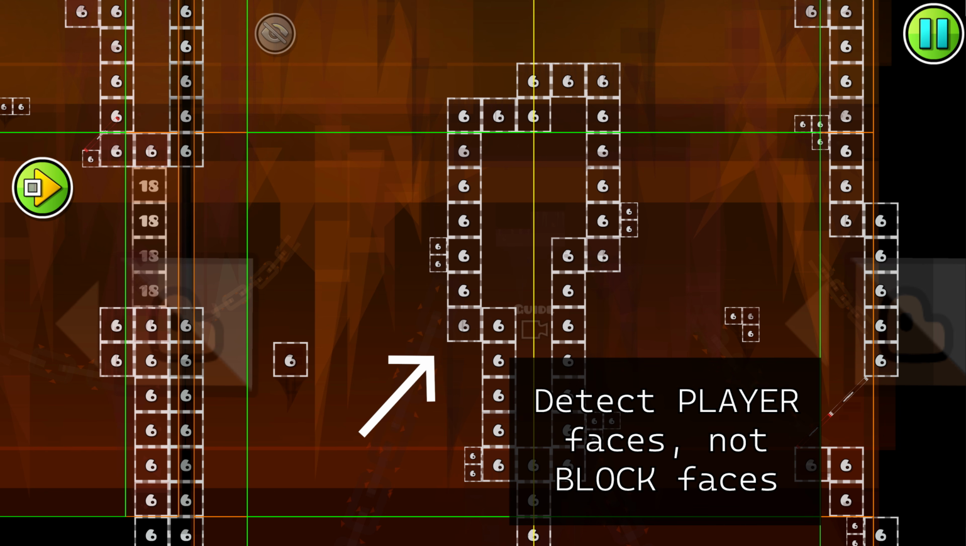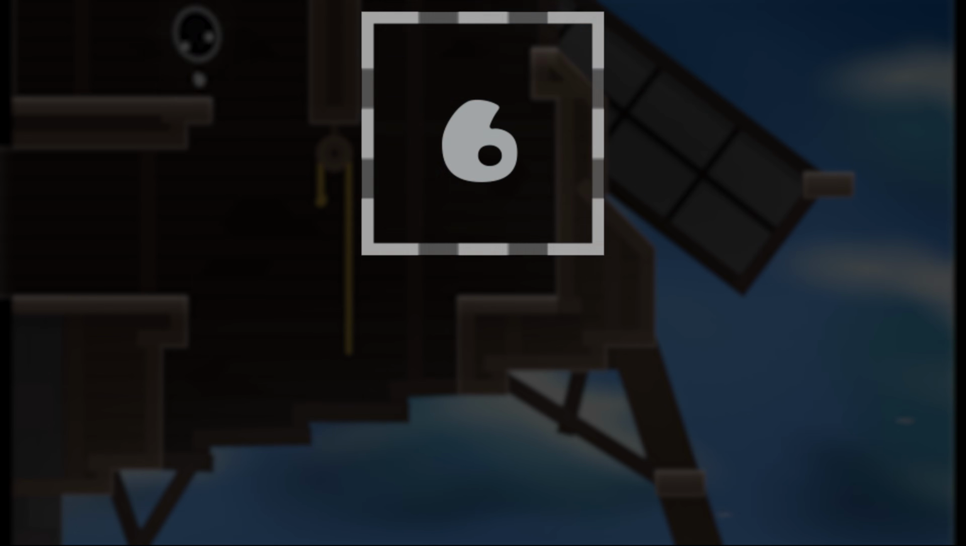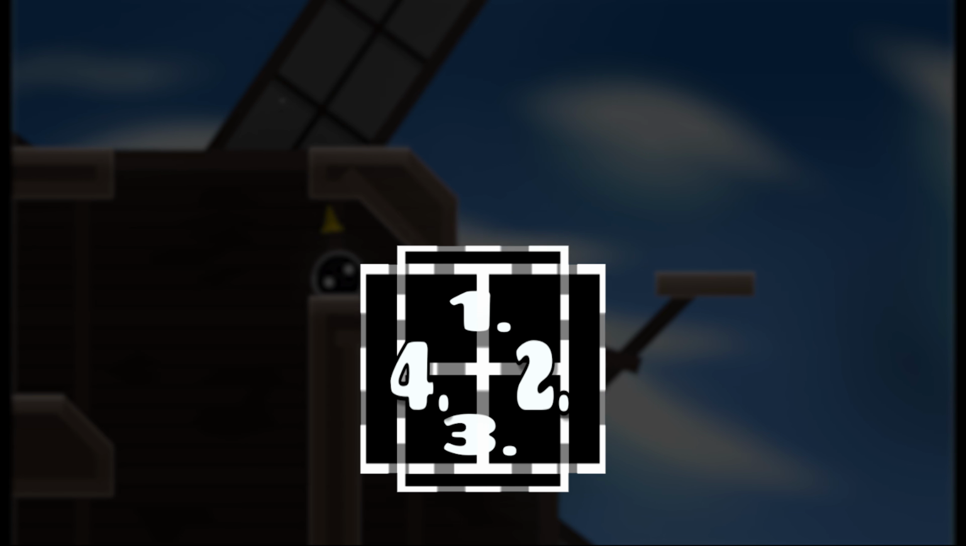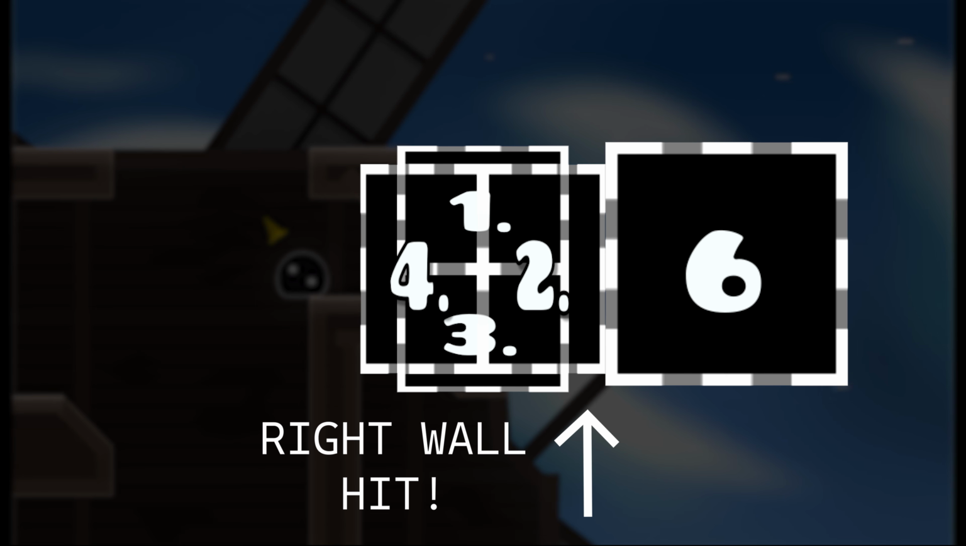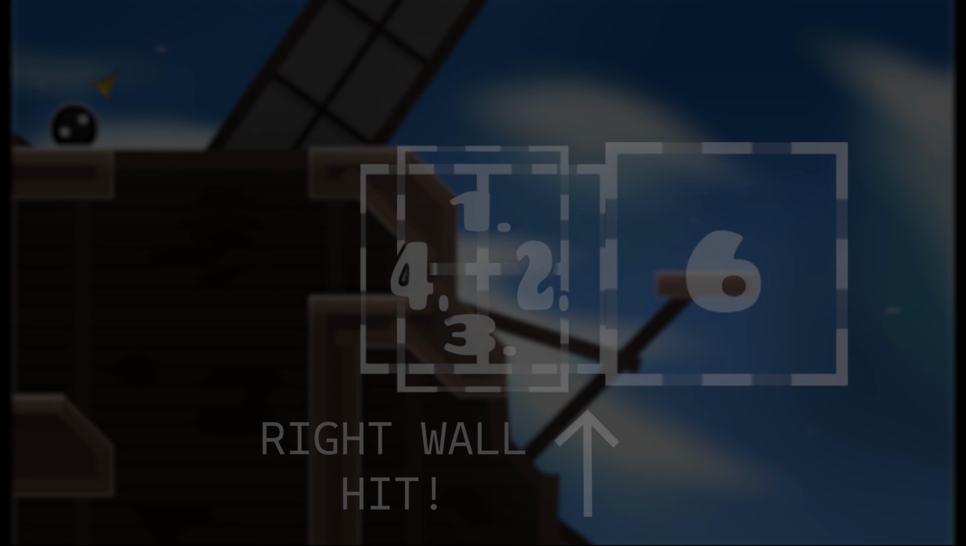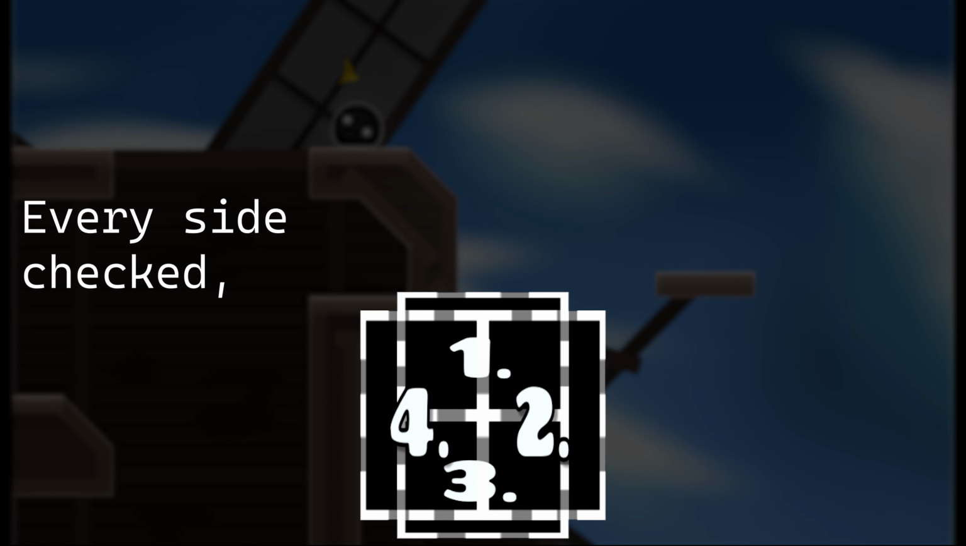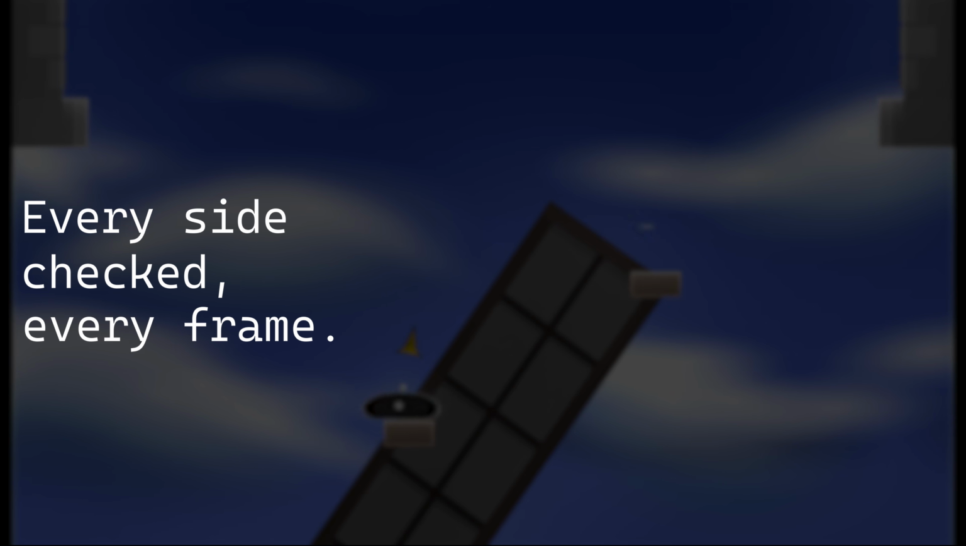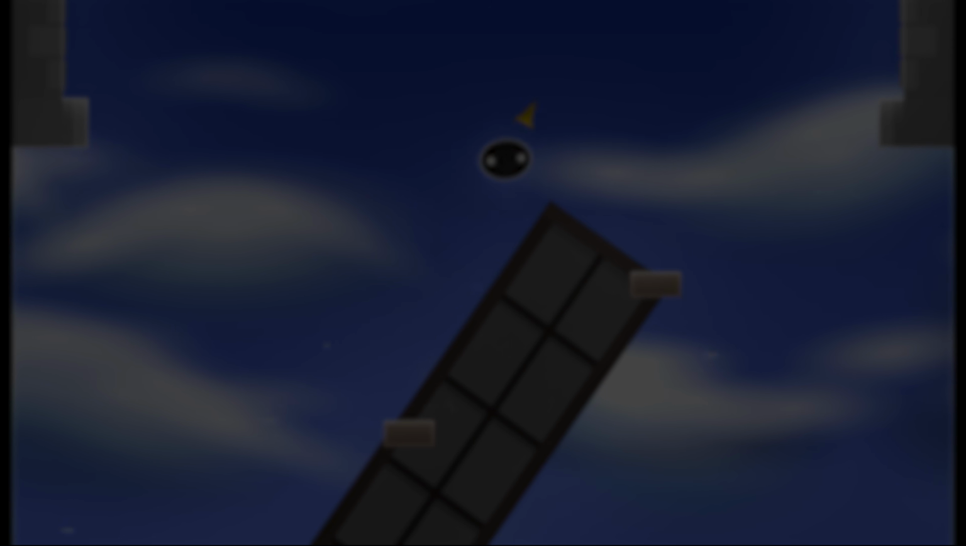The physics change based on which player hitbox hits the 6 block. For example, if block 1 intersects with the 6 block, that's the player hitting a ceiling. The same goes for the other 3 as well. Once the player jumps, every face of the player checks for collisions every frame. Let's break down some of the base functions, the simplest of which is landing.